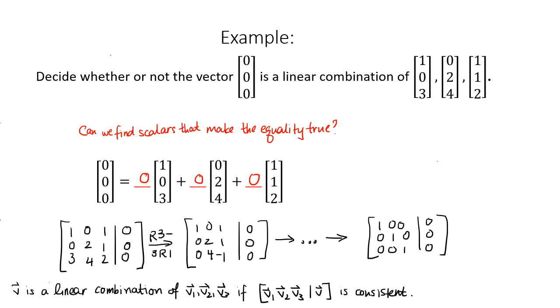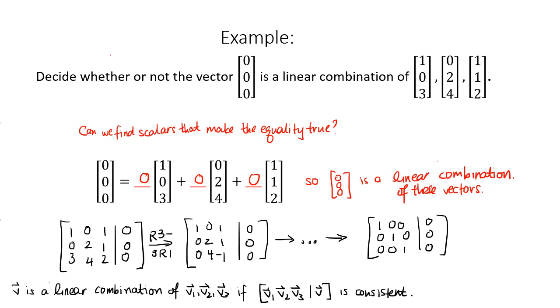So it is true that this vector is a linear combination of the others. In fact, this vector is included in every single set of linear combinations of these vectors. Whenever you have a set of vectors, the 0 vector can be written as a linear combination of that set.